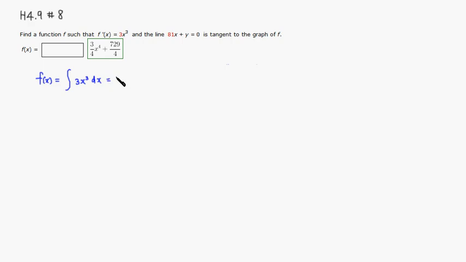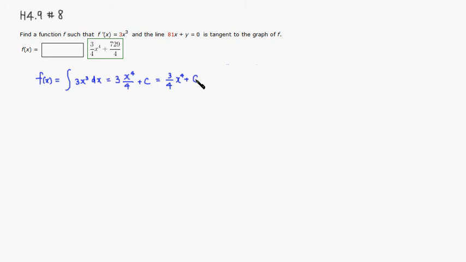So there's a 3 in front. For the antiderivative, we add 1 to the power, so x to the 4th power divided by 4, plus some constant c. You can clean it up a little bit, so you have 3 over 4 x to the 4th plus c. So we need to find the c.